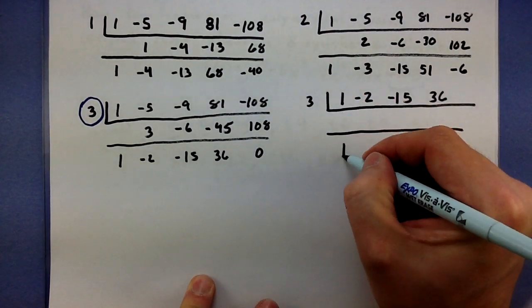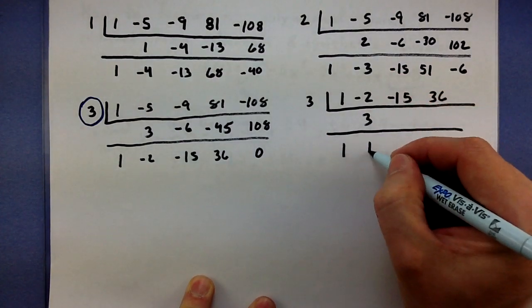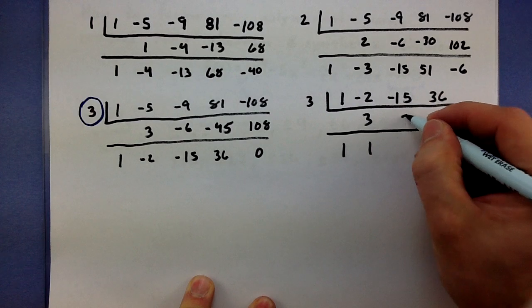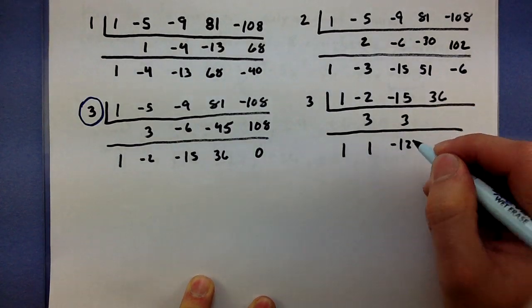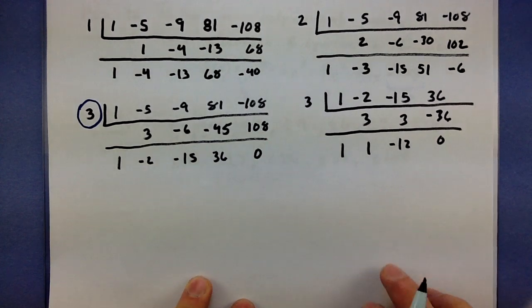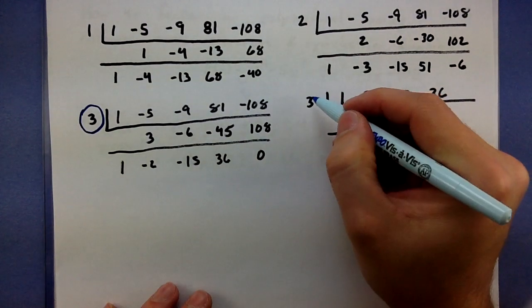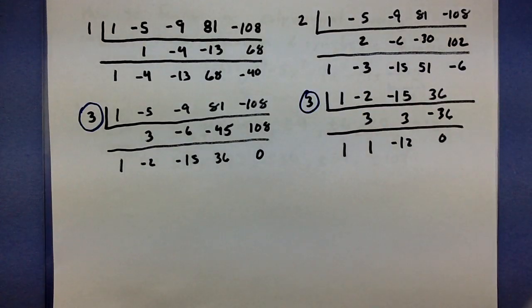So let's see, drop it down, multiply, add, multiply, add, and multiply. What do you know? It looks like the 3 worked again. Let's keep it. And now look at our reduced polynomial. You always want to kind of keep an eye on this polynomial as you find your zeros, because it gets smaller when you do find some of the factors.